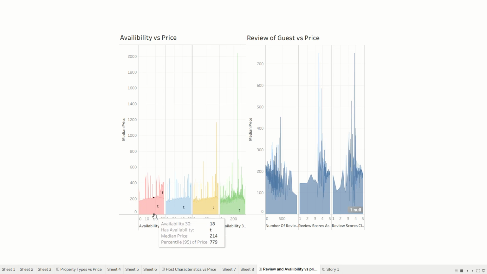For the availability, the area chart visualization measures availability over different periods ranging from 30 days to 365 days. We can observe that the median price increases gradually as the number of days rises. However, there is a sharp point among listings that are priced and available all year round. A logical explanation behind this is that high availability listings are often managed by professional and full-time hosts rather than casual or part-time ones.